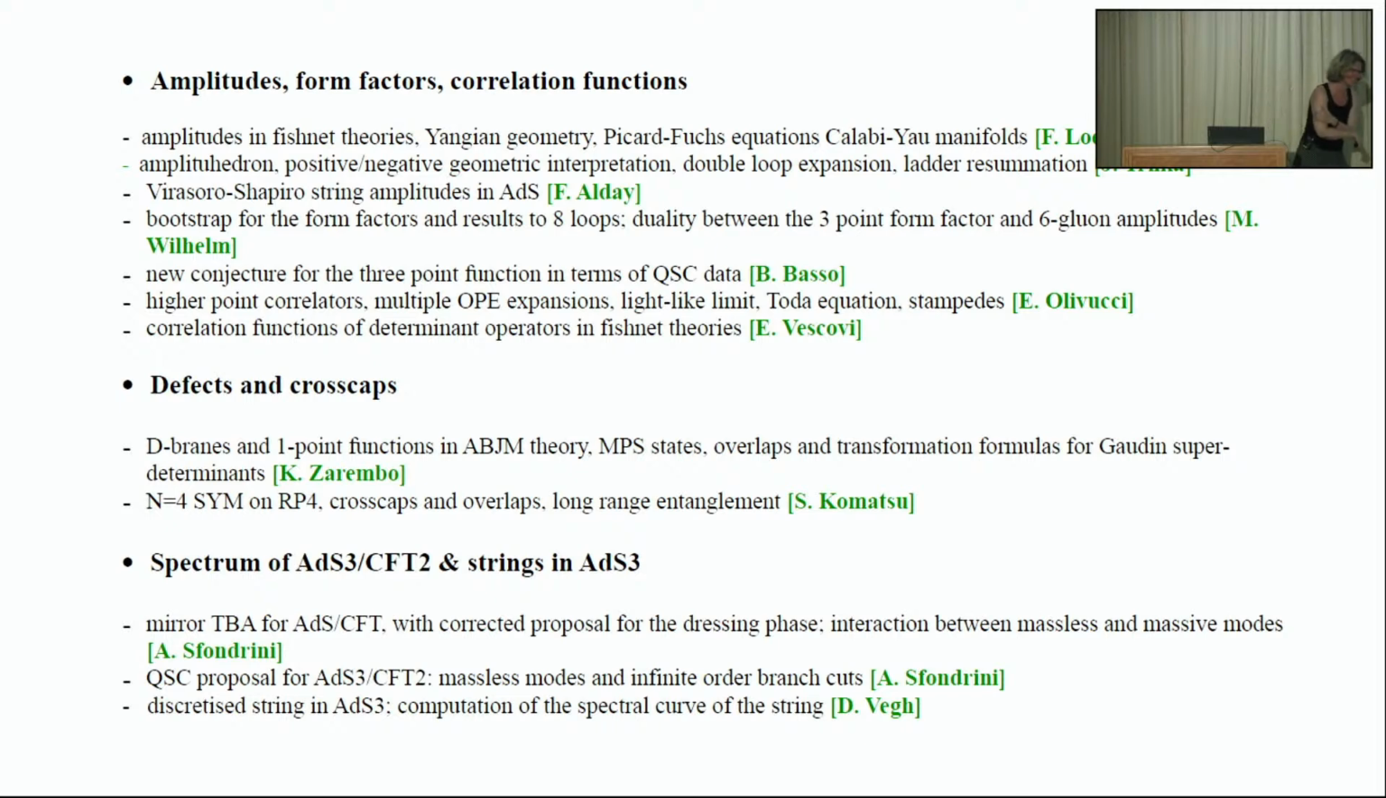Sorry, this is a copy and paste. Yeah, it's in the talk of Andrea Cavaglià, and as we have just learned, there is a version of discretized strings in AdS3 with a computation of the spectral curve of the string in this space.